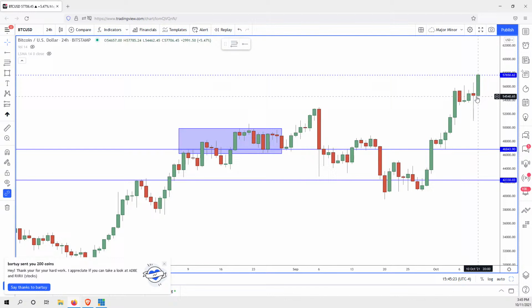This candle alone moved 5,000 points or whatever it was. Anyone that had a stop at 53K would have been tapped out, at the stop that I suggested, and look where this thing is now. So it's not worth it.